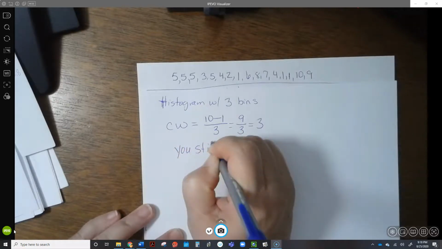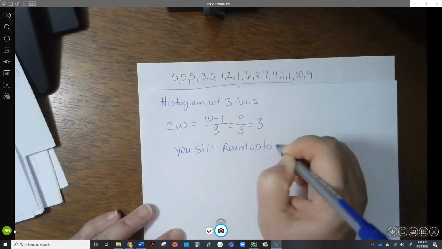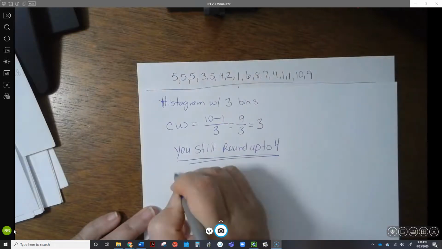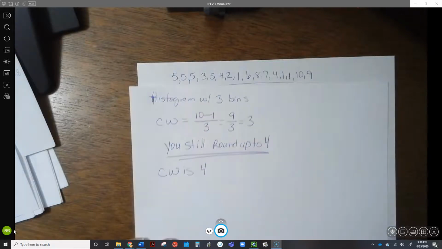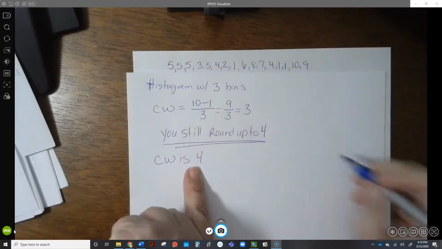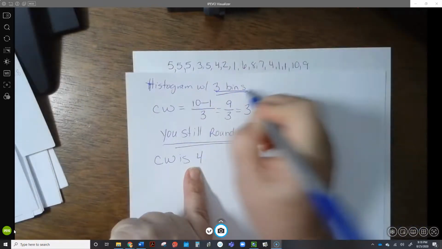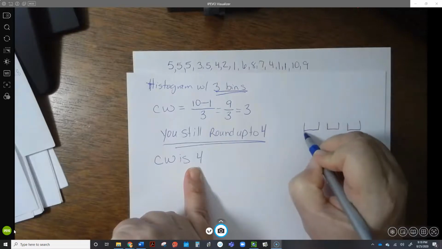You still round up to 4, so your class width is 4. Let me show you what happens if you don't use 4 as your class width. Remember, we want 3 bins. Okay, so we're going to have 3 of these. And we start right here at 1.